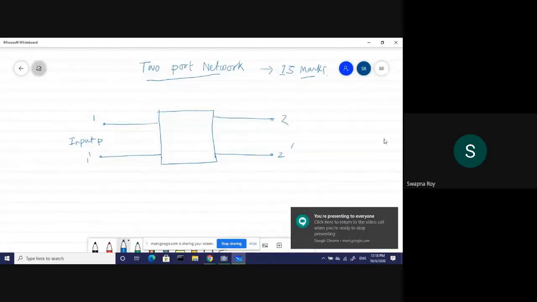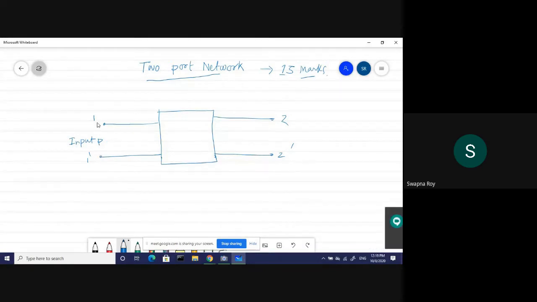So we can see a rectangular box. On the left side, there is port 1-1 dash. On the right side, the port is 2-2 dash. So 1-1 dash is known as the input port, and 2-2 dash is the output port.